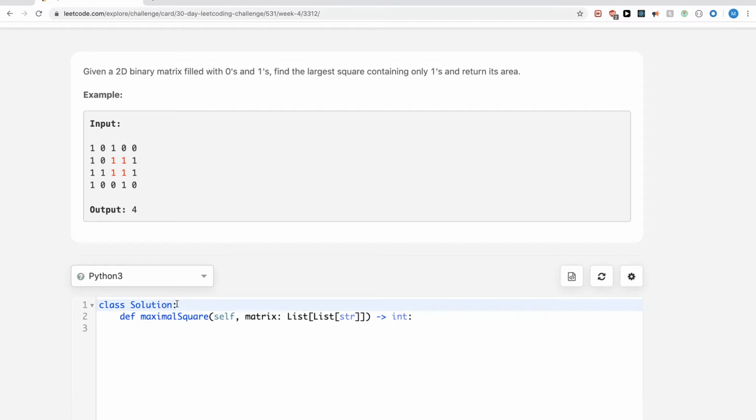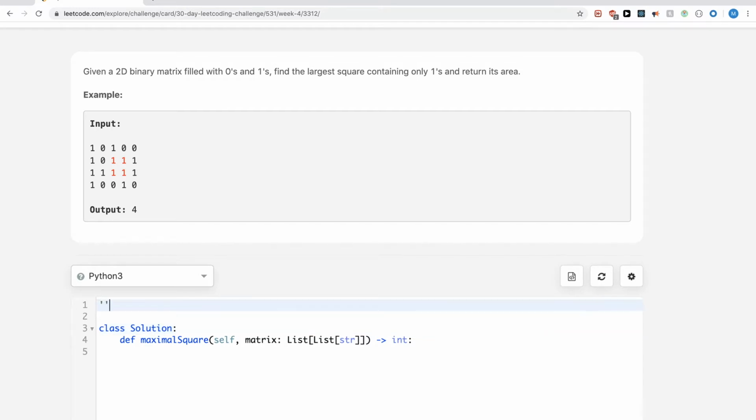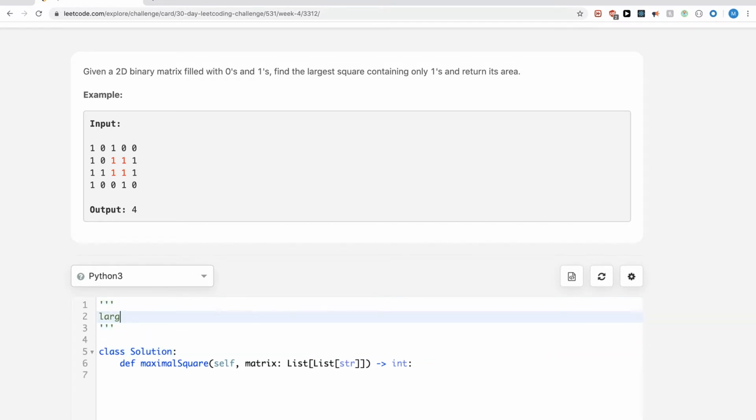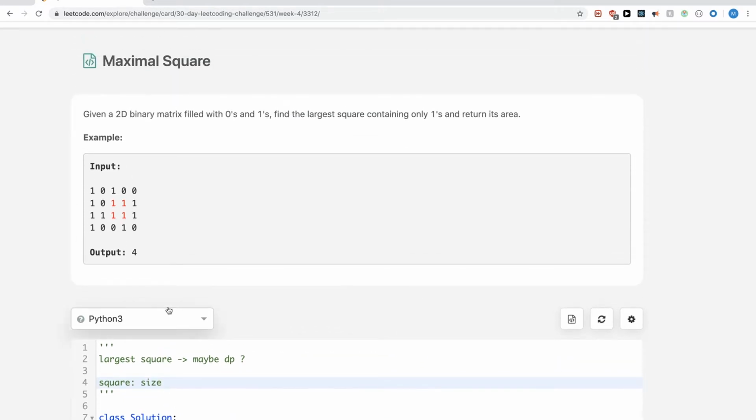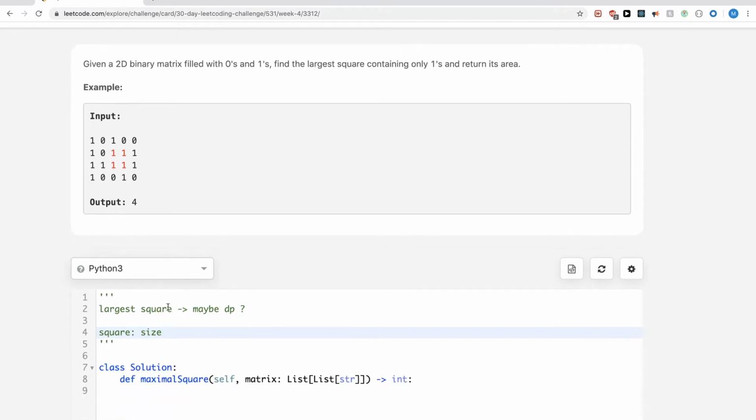A couple of things here I think are worth mentioning. Largest square, kind of maybe dynamic programming, and then we have square. What is a square? What are the properties? Is that just the size, right? You just need the size. So you need the size and you need the start position, so you need i, j, which is the start position.